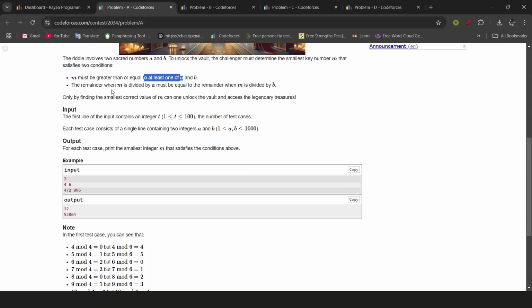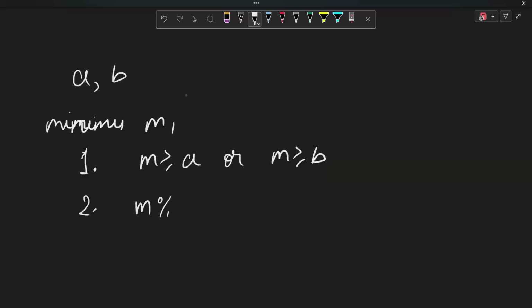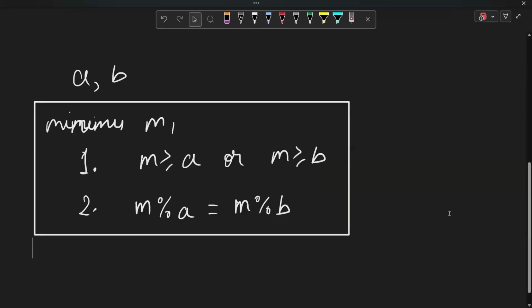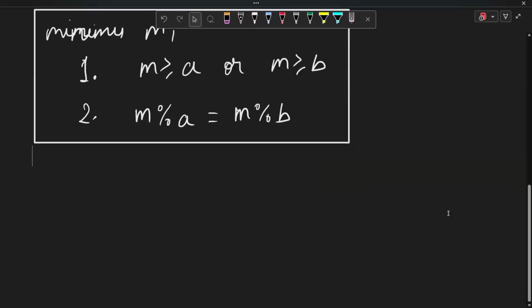And the second is the remainder when M is divided by A must be equal to the remainder when M is divided by B. That is, M mod A should be equal to M mod B. So we need to find the minimum M which satisfies these two conditions. If you look at the conditions carefully, let's say A was 4 and B was 6.